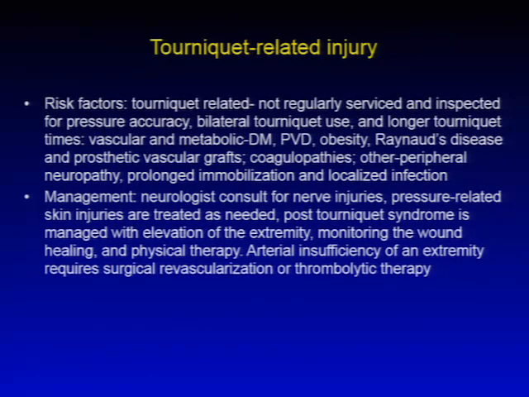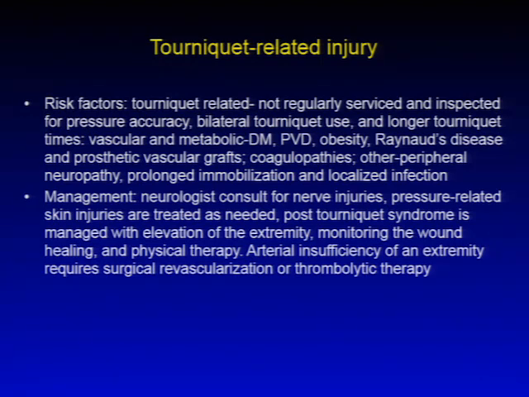The risk factors include tourniquet-related factors, which could be a device not regularly serviced and inspected for pressure accuracy, bilateral tourniquet use and longer tourniquet times, vascular and metabolic problems such as diabetic peripheral disease and obesity, Raynaud's disease, and prosthetic vascular grafts. The patient may have a coagulopathy and other peripheral vascular neuropathy, prolonged embolization, and localized infection.